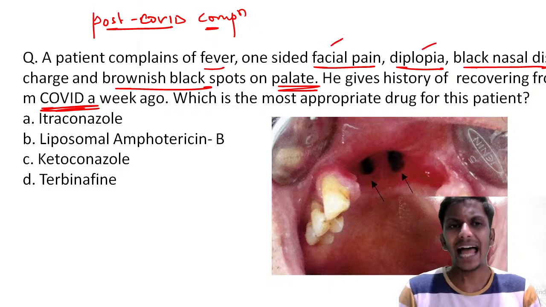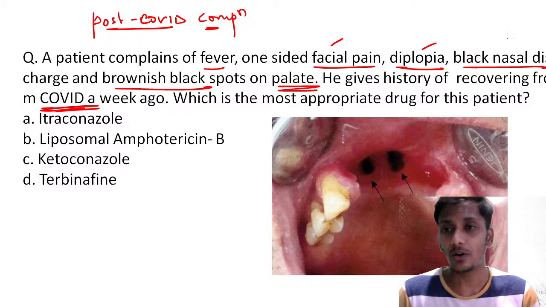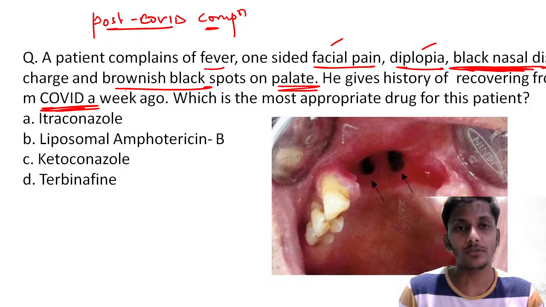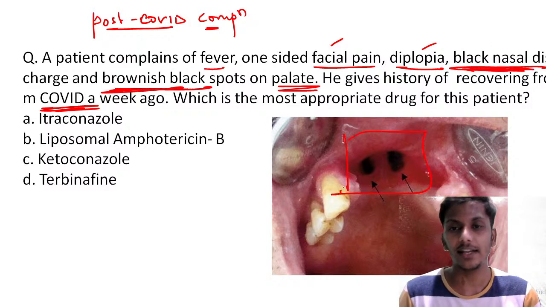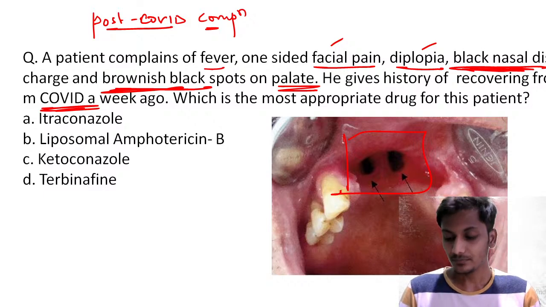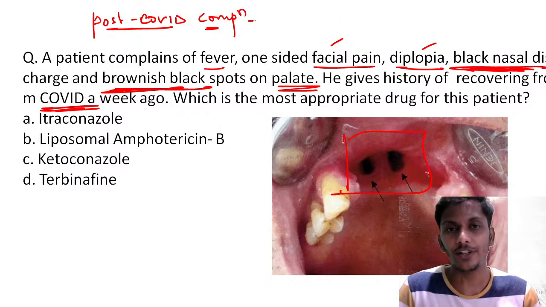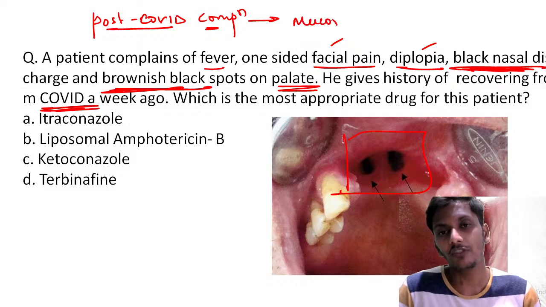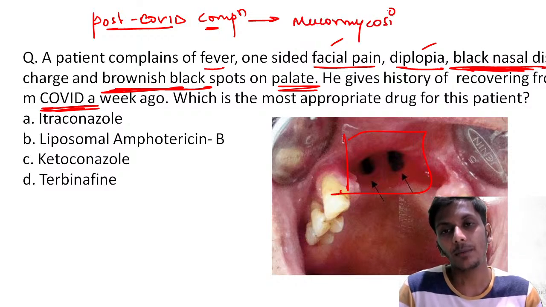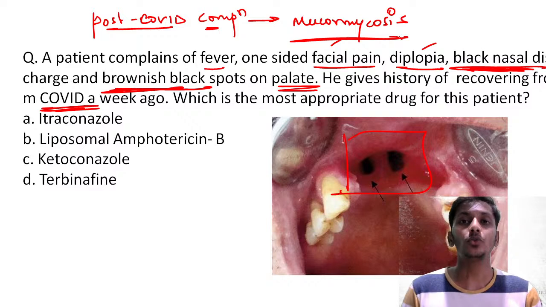double vision, black nasal discharge and brownish black spots. Black nasal discharge and brownish black spots जो इस पिक्चर में ऑलरेडी दिए गए हैं तुम्हें. What are these? These are very much suggestive of which post-COVID complication? They are very much suggestive of mucormycosis. So please remember, they are very much suggestive of mucormycosis, guys.